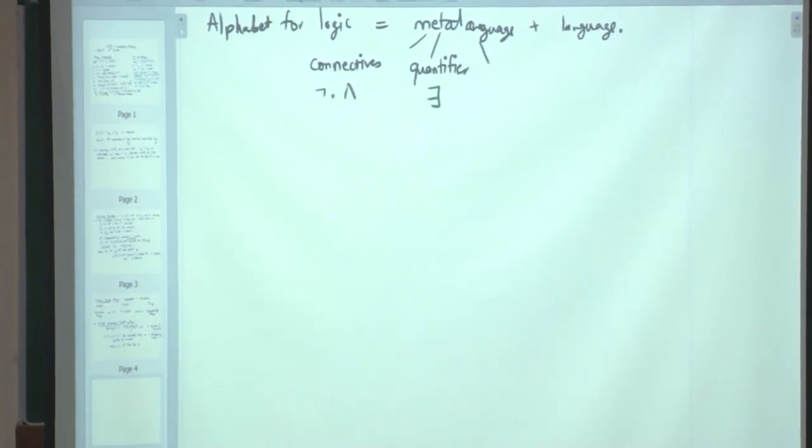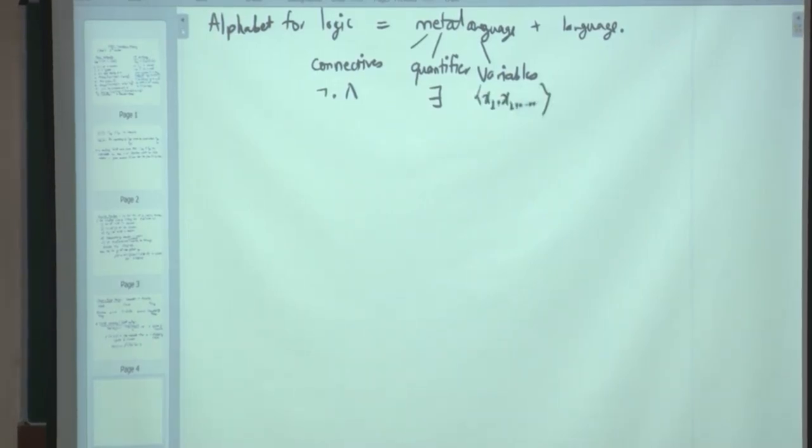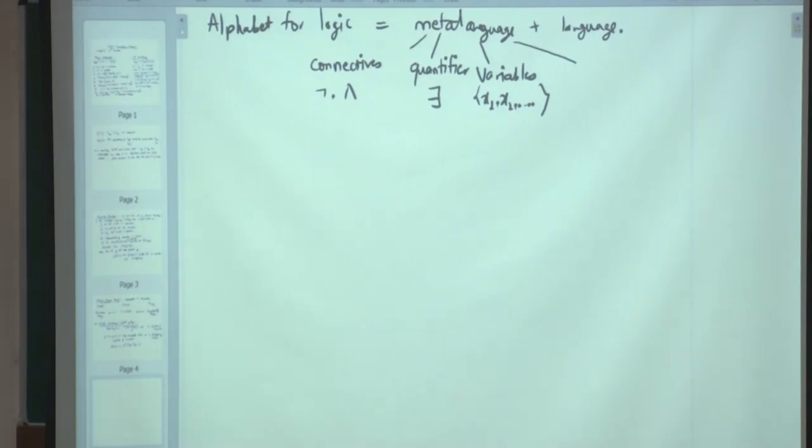There exist. Then we had an infinite set of variables. Yes, we said that every time we need one variable, we have a variable available. So variables, they are x1, x2, xn, a countably infinite set of variables. And also, what else did we have? Equality, very good. And in the language, we had three different parts. One was relation symbols, then function symbols, and constant symbols.